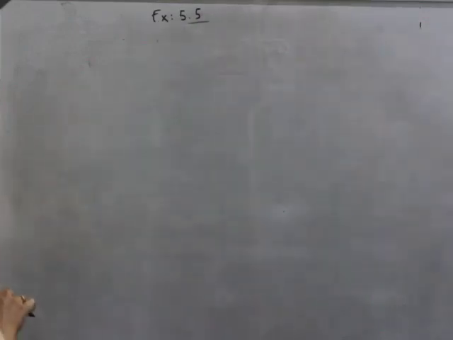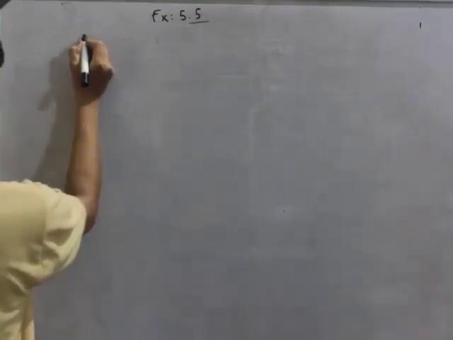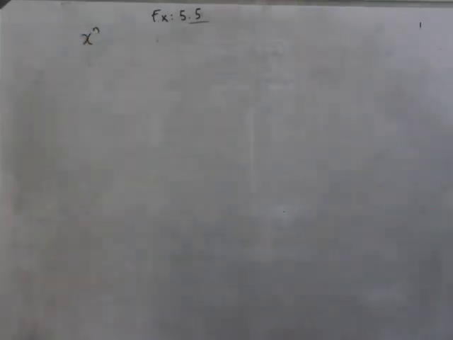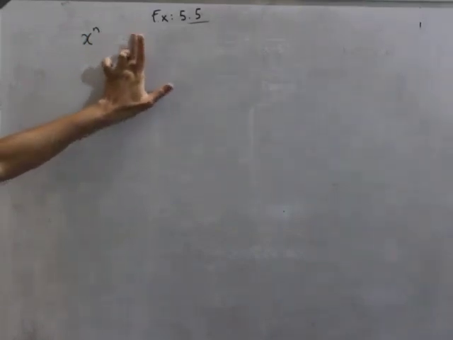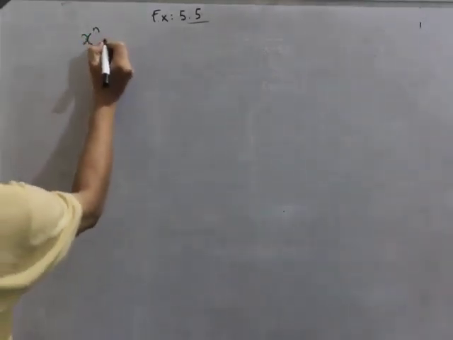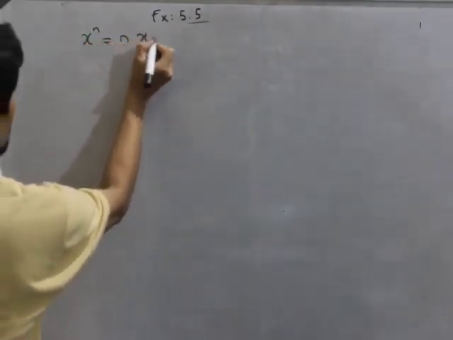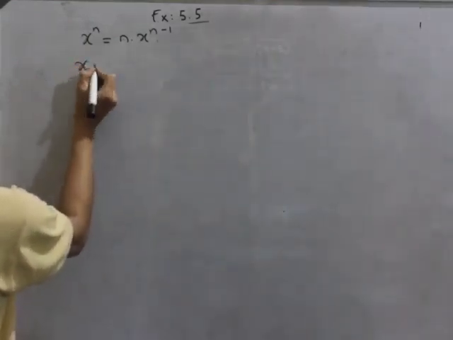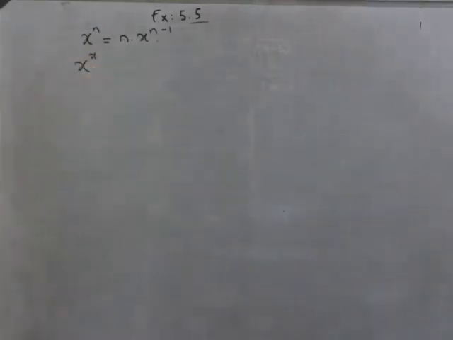See here, we know the formula for x to the power of n. That is, differentiation of x to the power of n is n into x raised to n minus 1. This is the differentiation of x to the power of n. So what if I have x to the power of x?